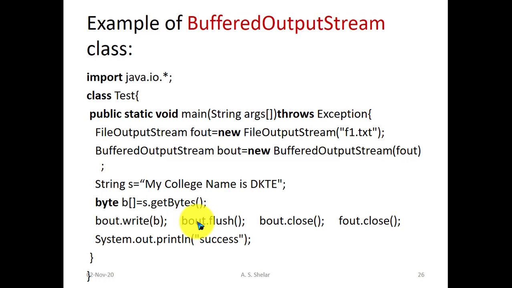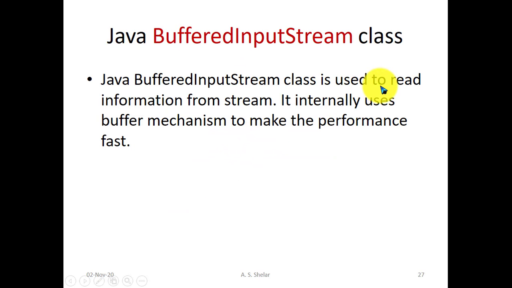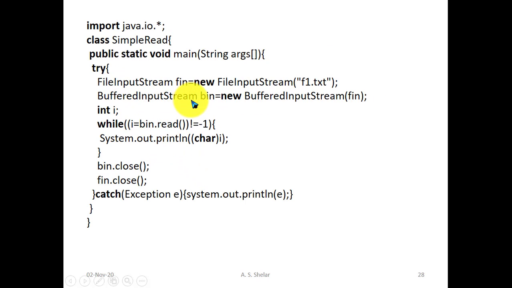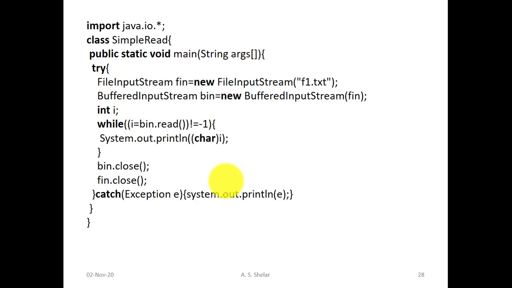Similarly for the input stream we have to do the same. BufferedInputStream, to read the information from the file, internally uses the buffer mechanism to make the performance fast. So here again BufferedInputStream is used, bin, and for the read operation the bin object is used. Now don't use fin, because the fin object is passed to the BufferedInputStream. So FileInputStream goes to the BufferedInputStream, and in the BufferedInputStream you can read the data. Again, just close the operation for the buffer and the file also. I hope this is clear. You just work on the buffer. It is more efficient and faster, and it is recommended to use it.